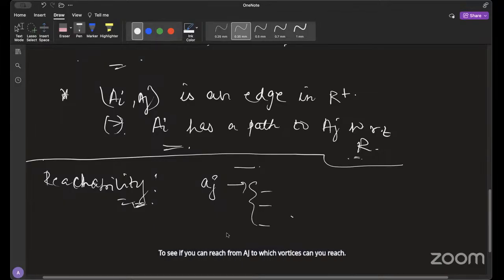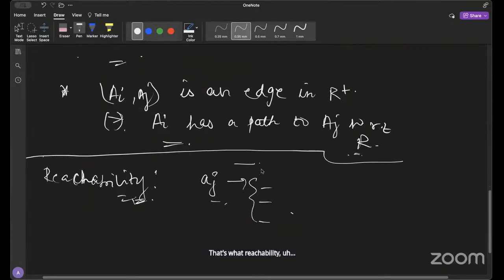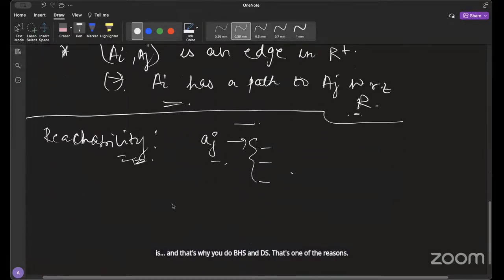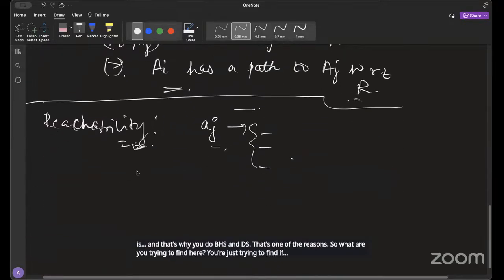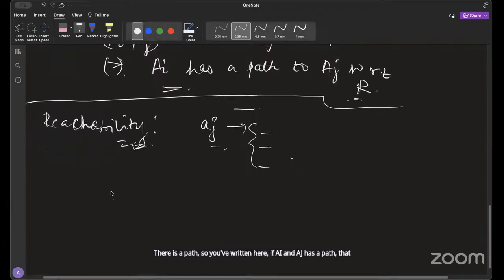This is what we've discussed in the last summary session too. Which are the vertices that you can reach from AJ? That's what reachability is, and that's why you do BFS and DFS. That's one of the reasons. So what are you trying to find here? You're just trying to find if there is a path. So you've written here if AI and AJ has a path. That means you want to see if you can reach from AI to AJ or not. That's what a path means, right?